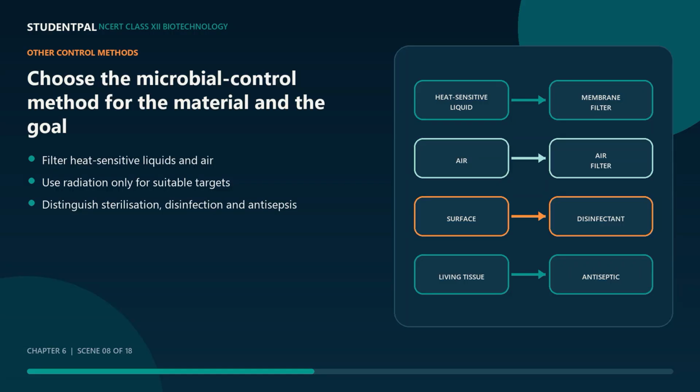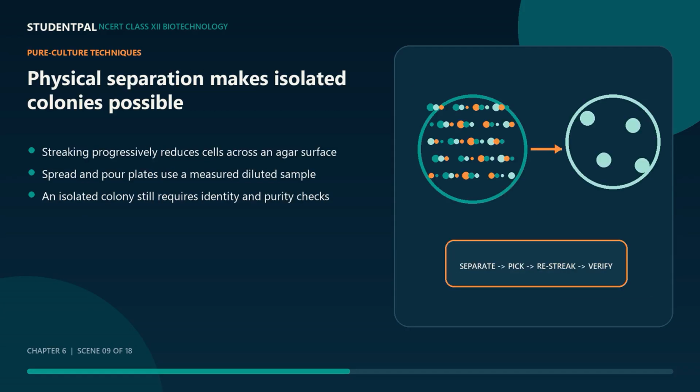The vocabulary matters. Sterilization has the most complete objective. Disinfection reduces or eliminates many harmful microorganisms on inanimate objects, but may not destroy every resistant form. Antisepsis applies suitable chemical agents to living tissue. The correct method is selected by asking what material is being treated, what level of control is required, and how success will be verified.